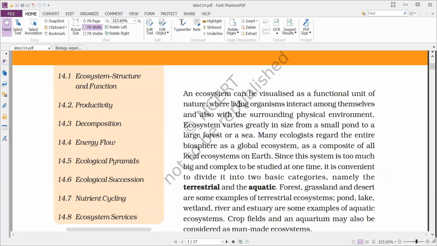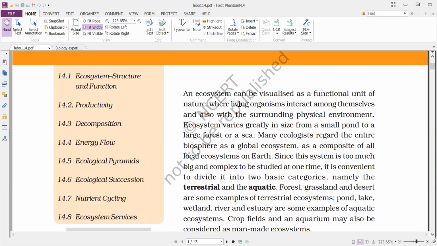So ecosystems vary greatly in size, from a small pond to a large forest or a sea. That means it may be a small place. Even if you take the house and the surroundings present in your premises, that also we can consider as an ecosystem. Even an aquarium in your home is also a type of ecosystem. There is no restriction that the ecosystem should be of only one size. That's why we say ecosystems vary greatly in size.